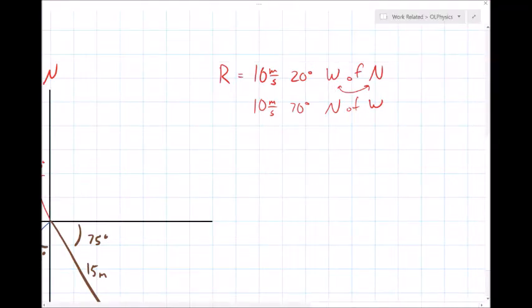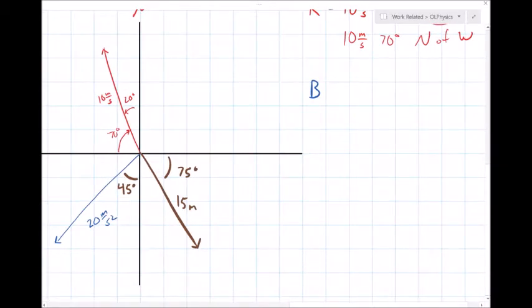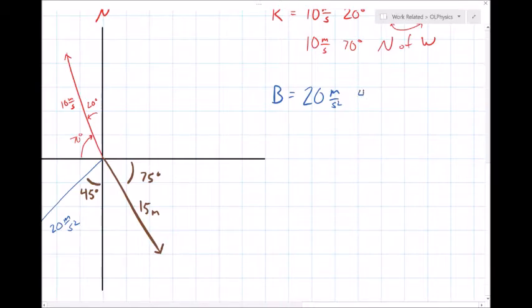So now we'll go to our blue one, call it B. We look at it. We have 45 degrees. We have 20 meters per second. So let's first write down our magnitude, 20 meters per second squared. And then it's 45 degrees. And here we have a special one. So we can technically say this one is west of south.